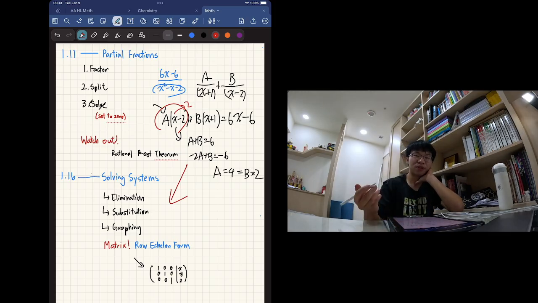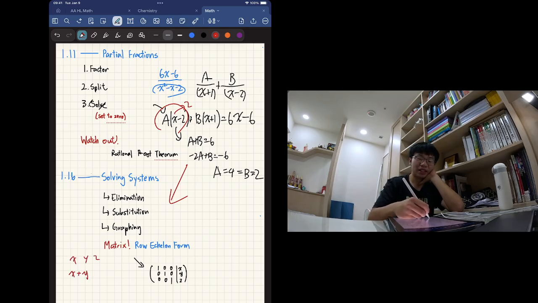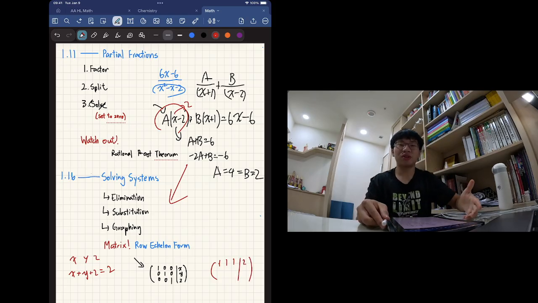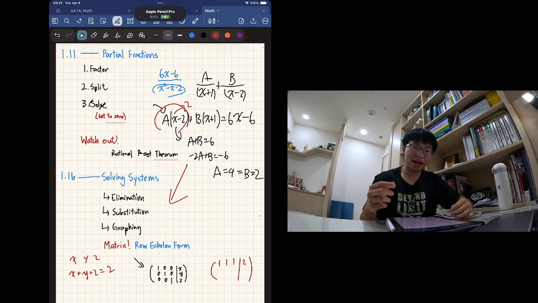So for example, if you have a 3-equation system where you have variables x, y, and z, if you have x plus y plus z is equal to 2, then you'll write in a matrix 1, 1, 1, and then 2 here. And what you want to do with a matrix is make it look like a row echelon form to be able to solve for every variable.